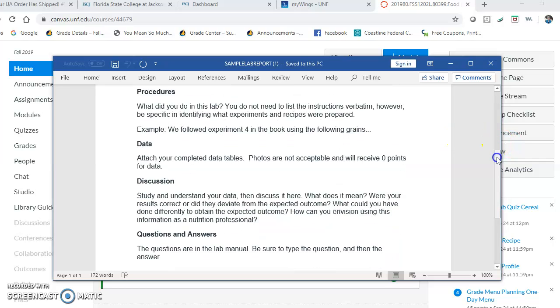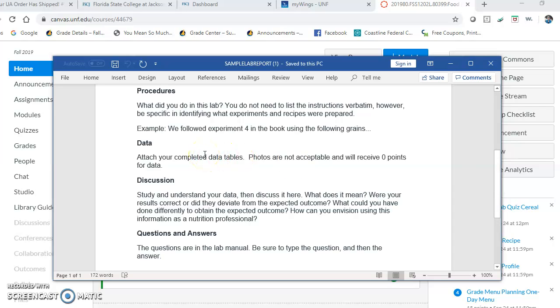The next category is the data. You need to put or attach your completed data tables that you filled out during lab. These are your tables under your experiments that you did, or sensory evaluation tables. You need to put this under the data section.